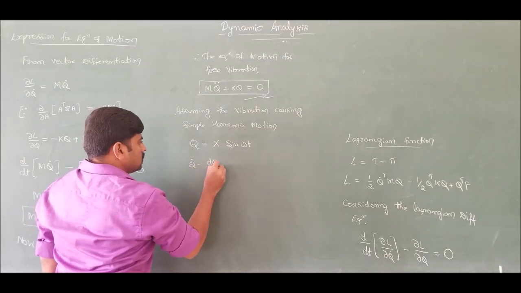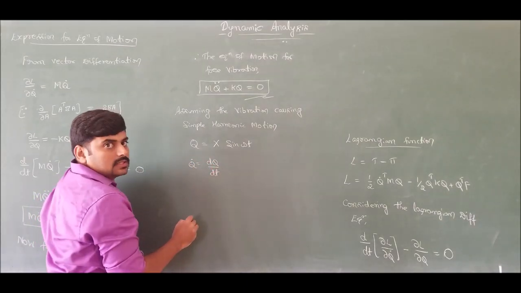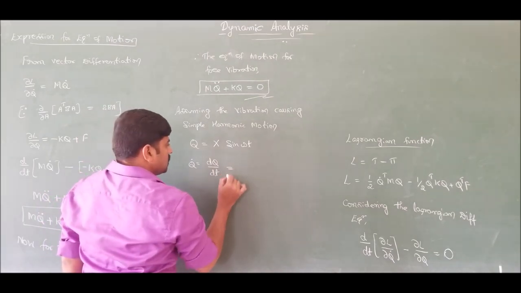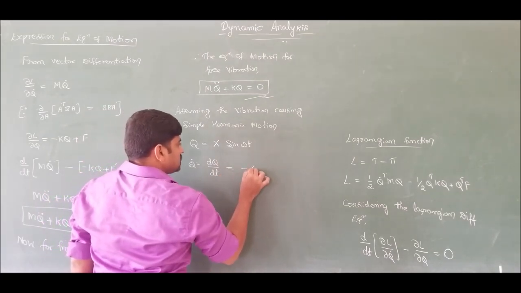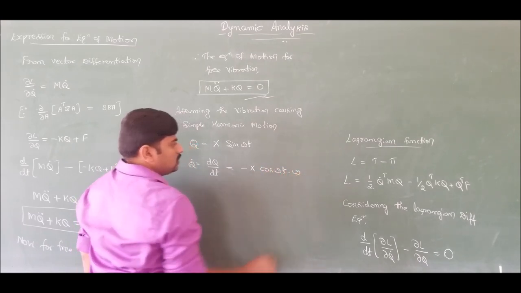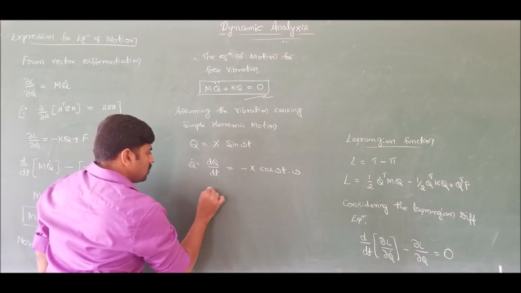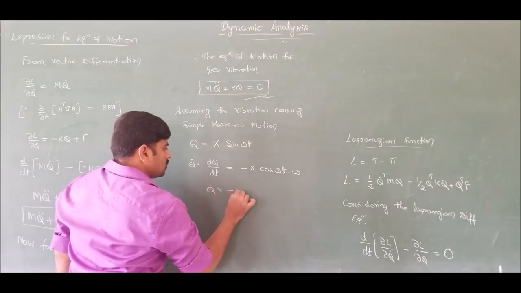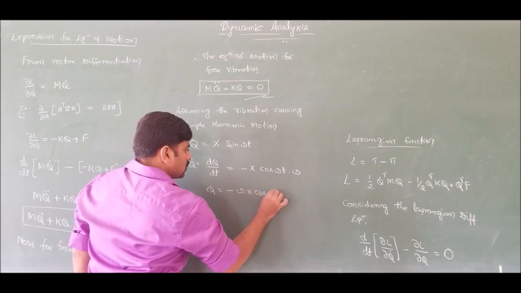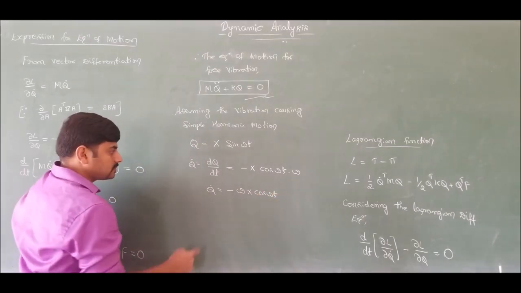So now, if I differentiate this displacement with respect to time, I will get velocity q dot, which is equal to dq by dt. So differentiating the displacement with respect to time, I will get the velocity as q dot is equal to minus x cos omega t into omega. So therefore, velocity q dot is equal to minus omega times x cos omega t.